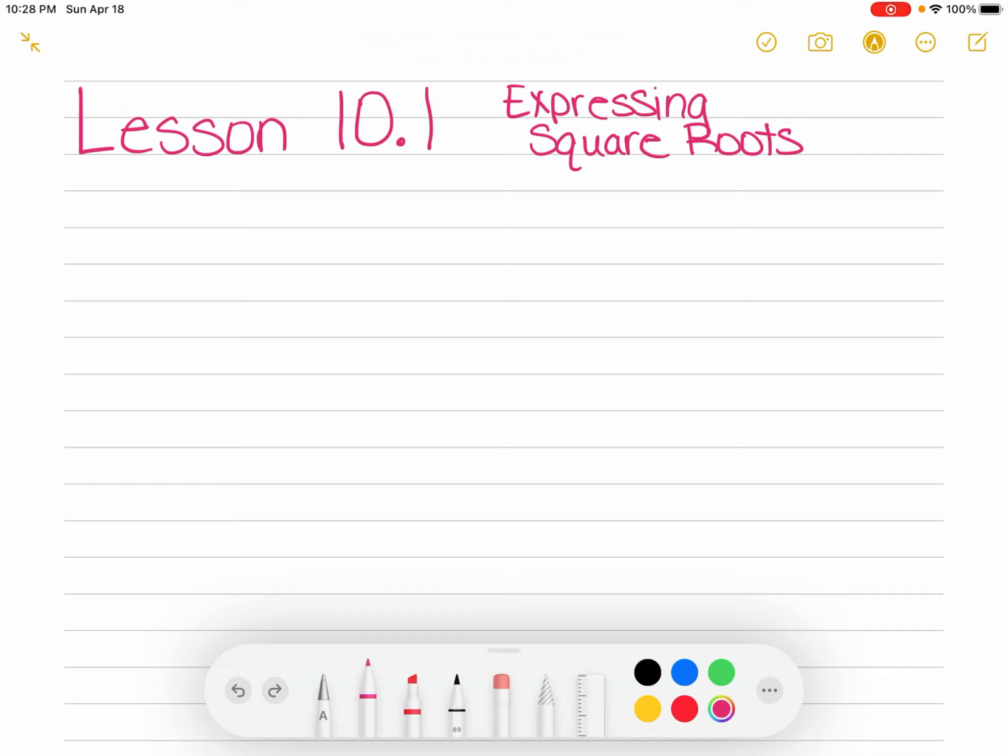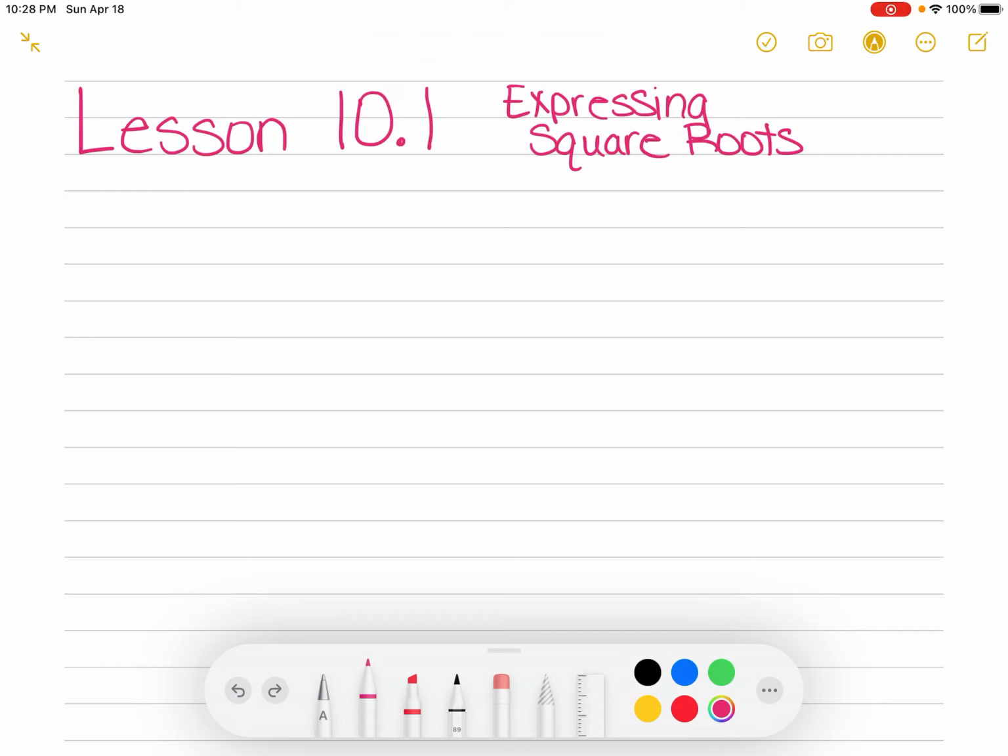Hello students, today we're doing lesson 10.1 and this is expressing square roots. So we're going to talk, I think we did a little bit of square roots at the beginning of the year, and now we're going to get more detailed with square roots, and we're going to talk about cube roots too, even though the title doesn't say cube roots in this, and we'll talk about what that means in a minute.